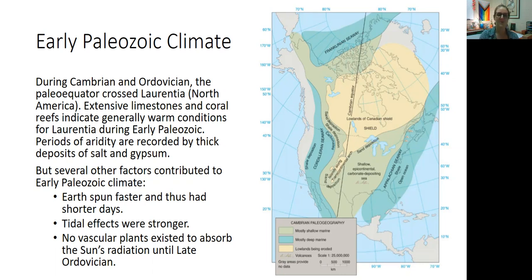Okay. There are other factors that contributed to the early Paleozoic climate. For example, the Earth spun faster. Remember what we talked about last week. So days were shorter. The tidal effects were also stronger. This had to do with the location of the continents on Earth, as well as the length of the day on Earth. And there were no vascular plants around to absorb the sun's radiation, right? So plants had not yet evolved to be extensive and vascular like they are today.